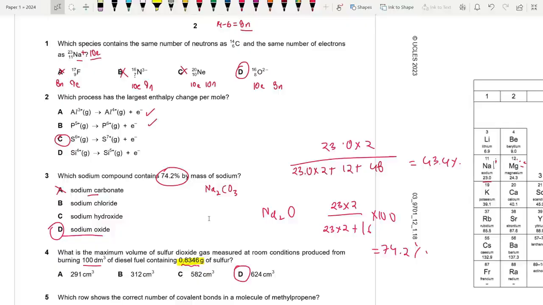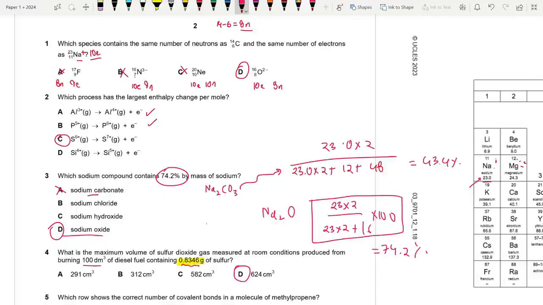As you can see, sodium has a mass of 23, the relative atomic mass, Ar. So 23 times 2 divided by 23 times 2 plus oxide, that's 16. So as you can see, it's 74.2%. The other options are wrong. For example, sodium carbonate. If you try doing that, that's 23 times 2 divided by 23 times 2 plus 12 for carbon and 48 for 3 oxygen atoms. That gives you 43.4%, okay?